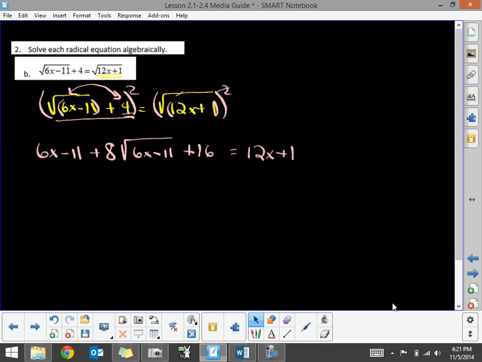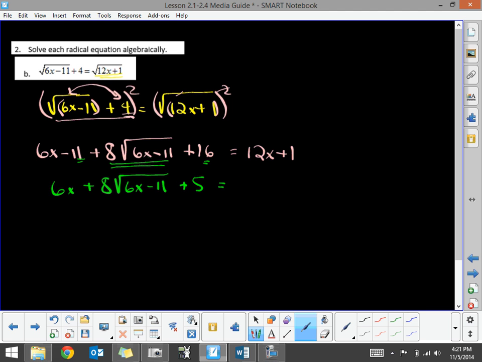So now we're going to come back, and we're going to use the same idea. We want to isolate this radical the best that we can, so we're going to be collecting some like terms first. So I'm going to have 6x plus 8 times the square root of 6x minus 11, and then 11 and 16 simplifies to plus 5 equals 12x plus 1. Now I'm going to get down to where I can isolate this in the next step. So 8 times the square root of 6x minus 11 equals, moving the 5 over, a negative 4. Moving the 6x over, subtracting 6x from 12x is 6x.